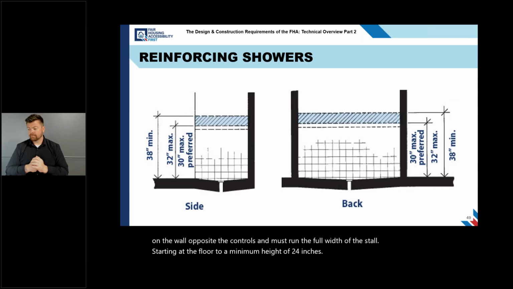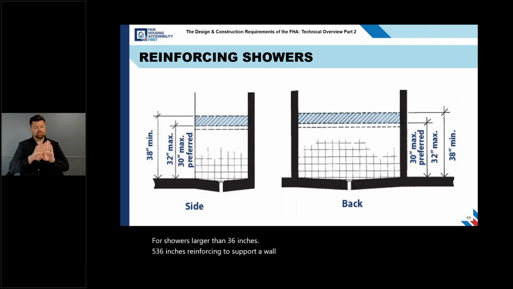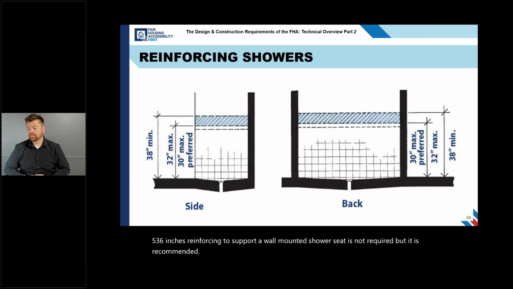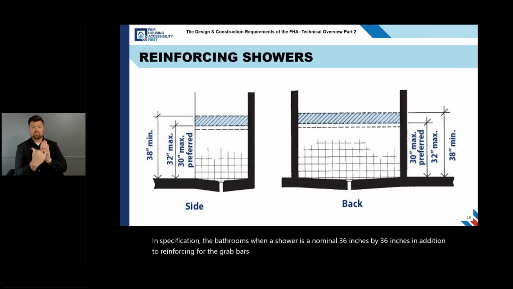For showers larger than 36 inches by 36 inches, reinforcing to support a wall-mounted shower seat is not required, but it is recommended. In Specification B bathrooms, when a shower is a nominal 36 inches by 36 inches, in addition to reinforcing for the grab bars, the shower stall must have reinforcing for a wall-mounted seat.